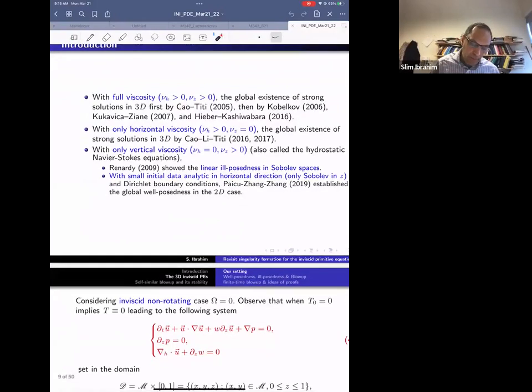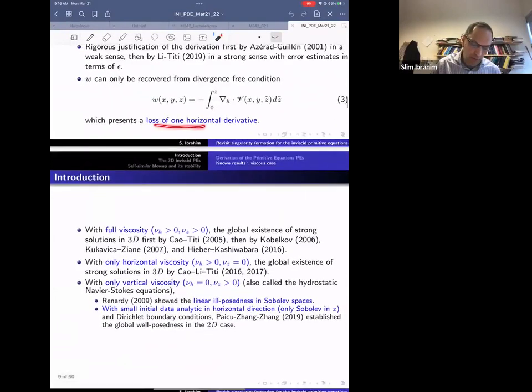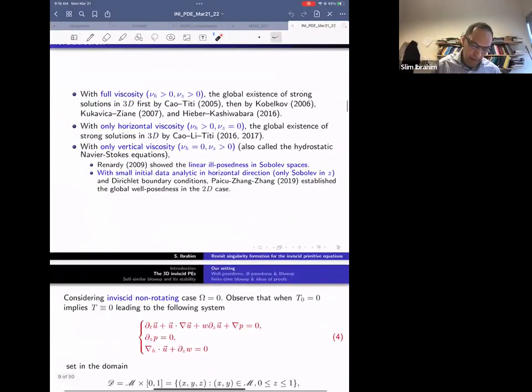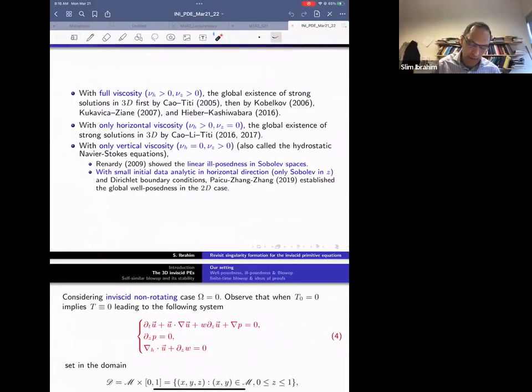Now, when we take the horizontal viscosity to be 0, but with vertical viscosity allowed, this primitive equation is sometimes called the hydrostatic Navier-Stokes equation. And if the vertical viscosity is 0, it's called the hydrostatic Euler equation. If we don't have horizontal viscosity, remember what I said earlier about this loss of derivative, then all kinds of instability can basically happen. So Renardy showed there is ill-posedness in the scale of Sobolev spaces.